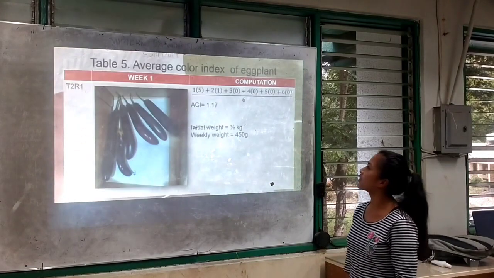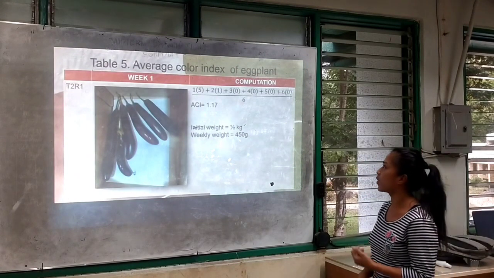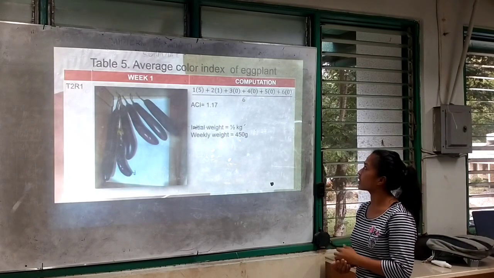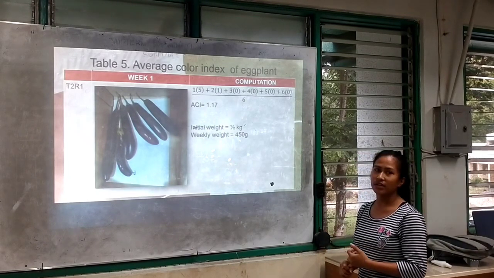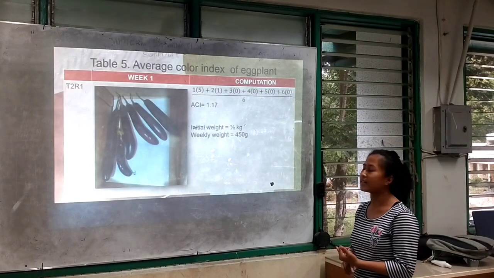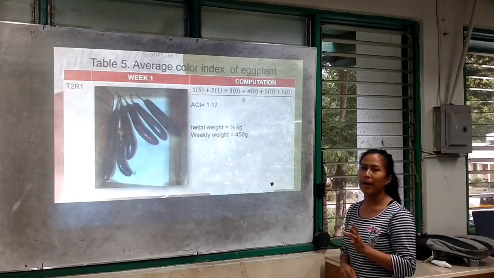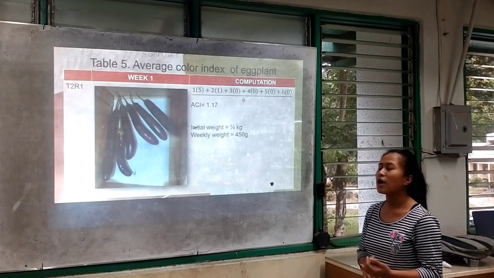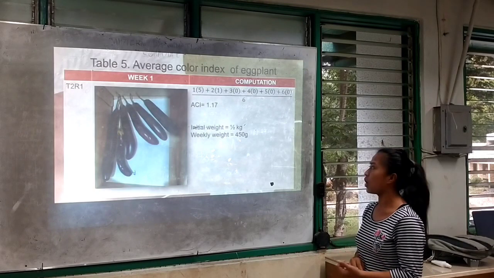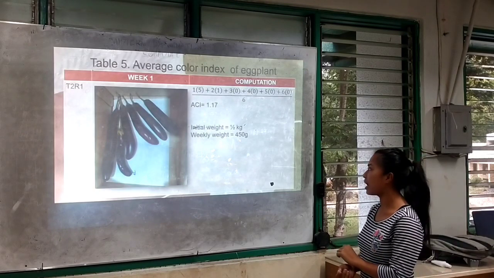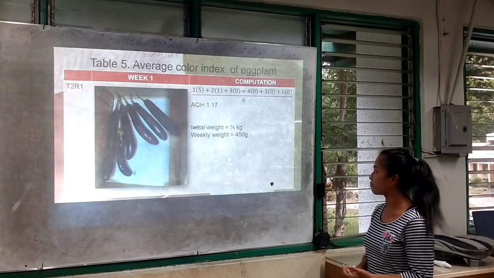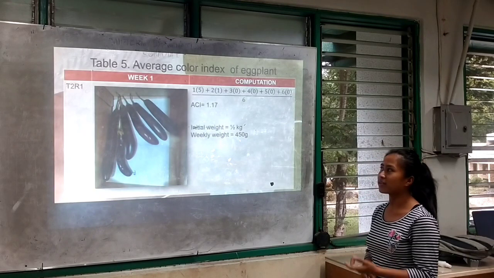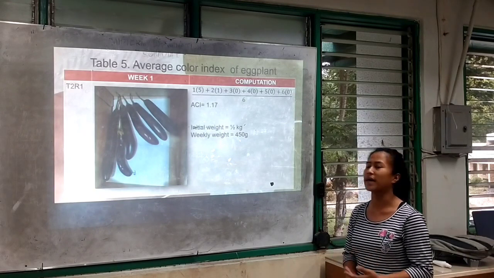For T2R1 in week 1, the average color index includes one fruit at index 2, and 5 fruits with no symptoms created yet. The initial weight is 500 grams. Then on the first week, its weekly weight is 450. So it means 50 grams was reduced in week 1 of treatment 2, replication 1.